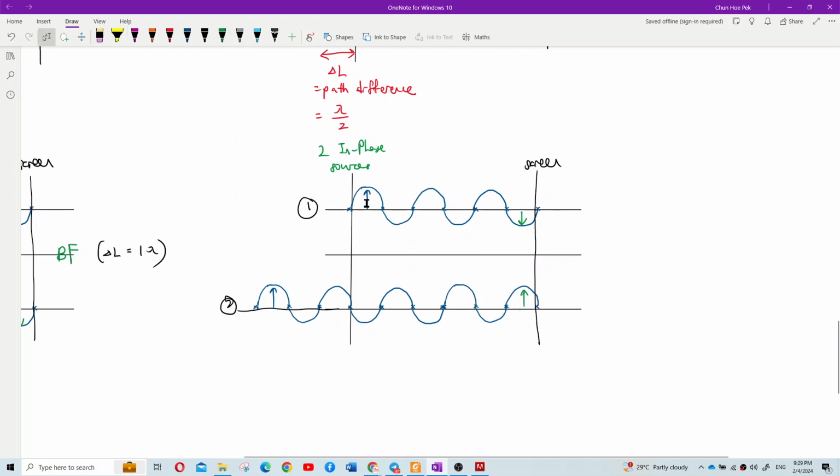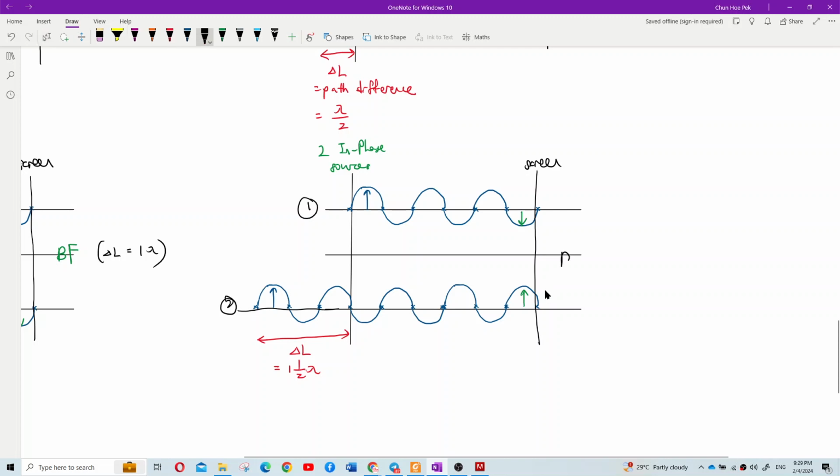Although initially they are in phase, because of the path difference of how much? Because of the delta L of how much? 1.5 lambda. Because of the path difference of 1.5 lambda, in the end, when both waves reach the screen, wave 1 is going down, but wave 2 is going up. So they're in opposite directions, so on the screen they generate a dark fringe.